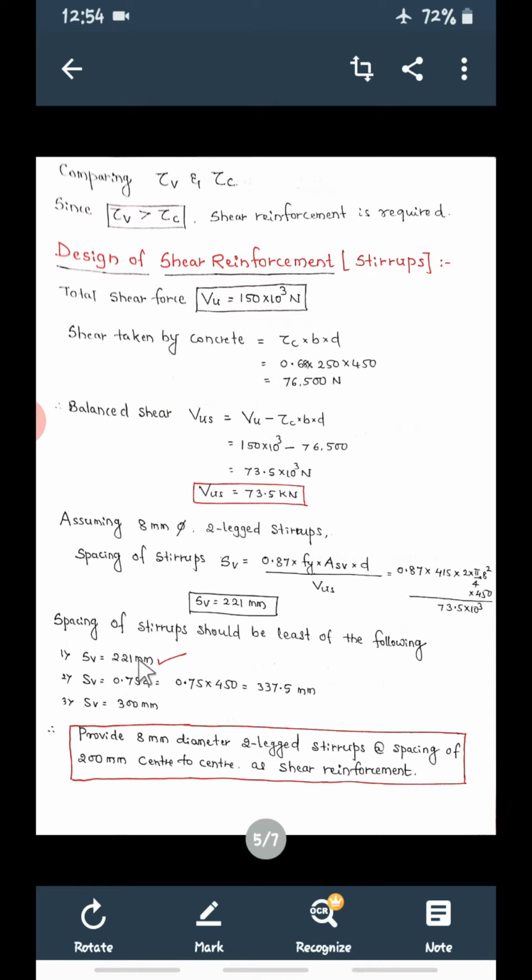Again, rounded off to the lower value. So therefore you can say that provide 8 mm diameter 2-legged stirrups at a spacing of how much? 200 mm center to center. So always remember, spacing will be rounded to the lower value. So 200 mm center to center as shear reinforcement.